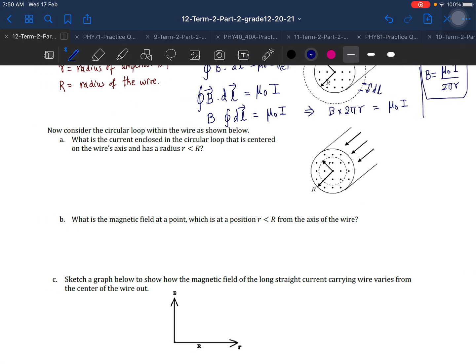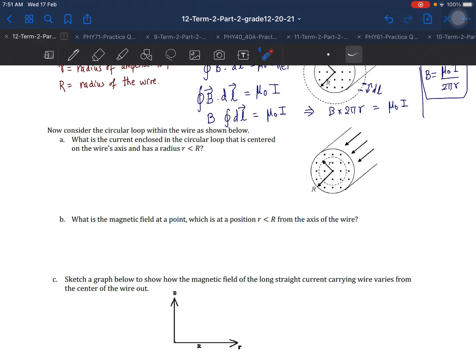Next we want to consider the circular loop within the wire as shown below. Now the Amperean loop is inside the wire. What is the current enclosed in the circular loop? In this Amperean loop, we are not going to get all the current which was passing through the wire. Only the current in this region has to be considered. So it's first asking us to find the current enclosed in the circular loop that is centered on the wire's axis and has a radius small r less than capital R.